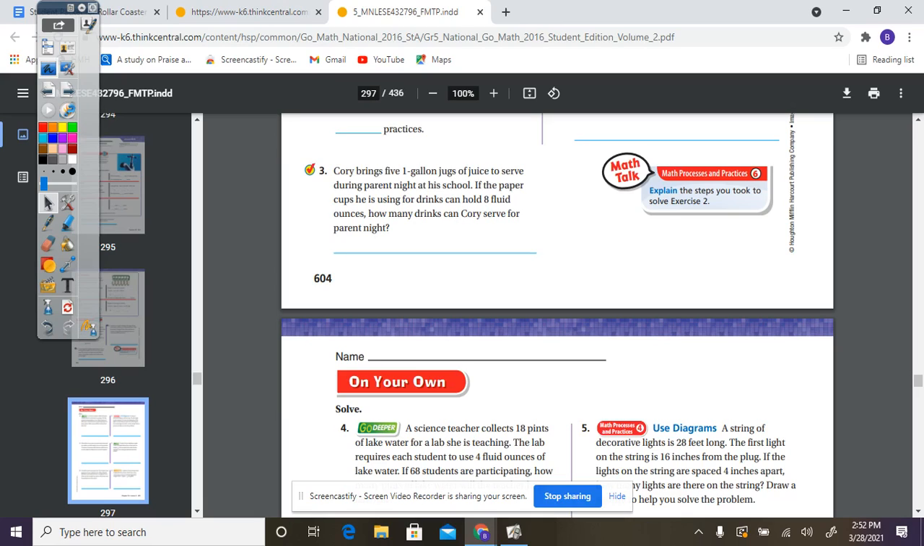Okay. Let's look at number 3. Corey brings 5 1-gallon jugs of juice to serve during parent night at his school. If the paper cups he is using for drinks can hold 8 fluid ounces, how many drinks can Corey serve for parent night? Okay. So now we're talking about gallons. Now we're talking about customary capacity. So we need to think back to what our conversions was for that.